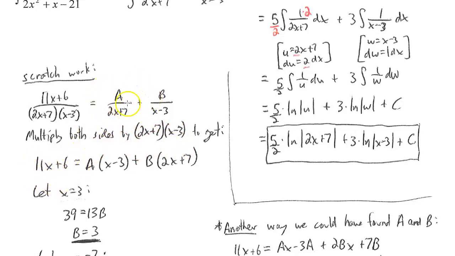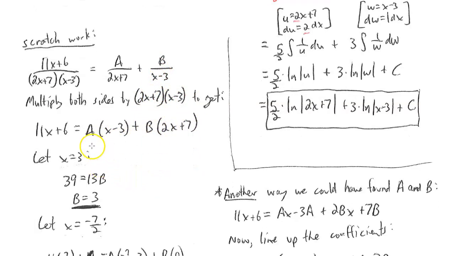Well, if you multiplied a over 2x plus 7 times this thing here, the 2x plus 7s would go away, and you'd just be left with a times x minus 3. And same thing over here. If we have b over x minus 3 times this, the x minus 3's will divide out. They'll cancel. And we'll end up with b times 2x plus 7.